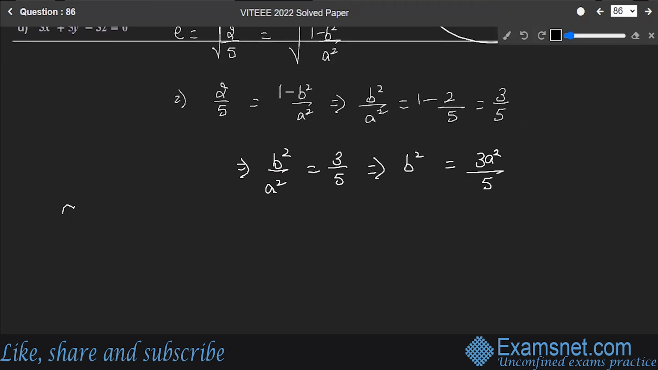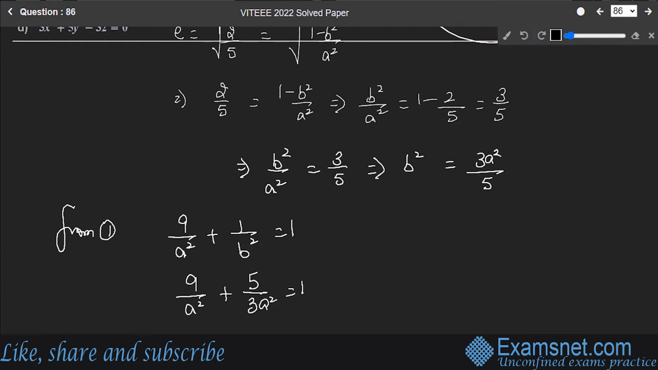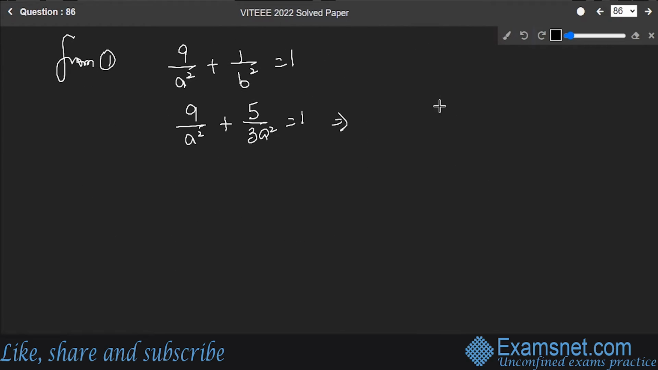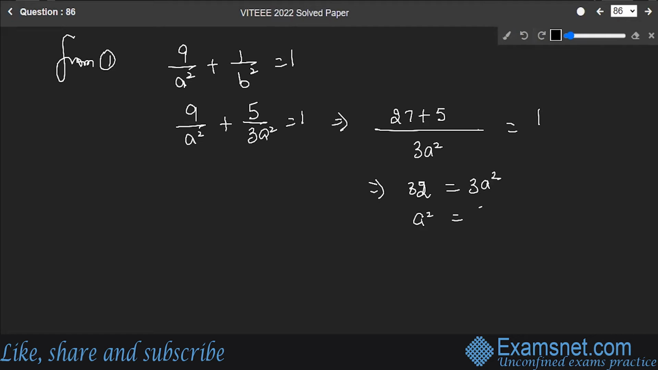So from 1, you have 9 upon a² plus 1 upon b² is equal to 1. So 9 upon a² plus, b² will be the reciprocal now, 5 upon 3a² is equal to 1. This gives me 3a², so this is 27 plus 5 is equal to 1. 32 is equal to 3a², or a² is equal to 32 upon 3.